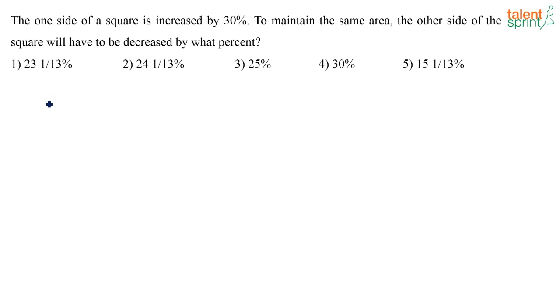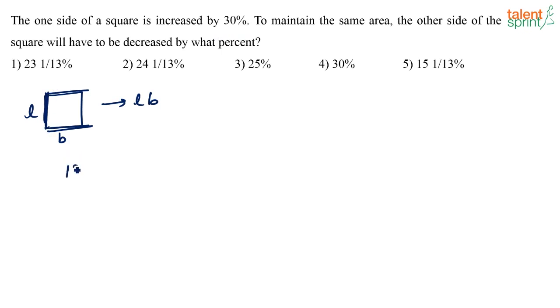See, if you take the sides of a square, to avoid confusion, let me take this as L and let me take this as B. Generally, we do that for a rectangle, but since we are increasing one side, I am just taking it separately, L and B. Now, what is happening? What is the area of the square? The area of the square is nothing but L into B. Now, what are they saying? One side of the square is increased by 30%. So, I am assuming that I am increasing this side by 30%.